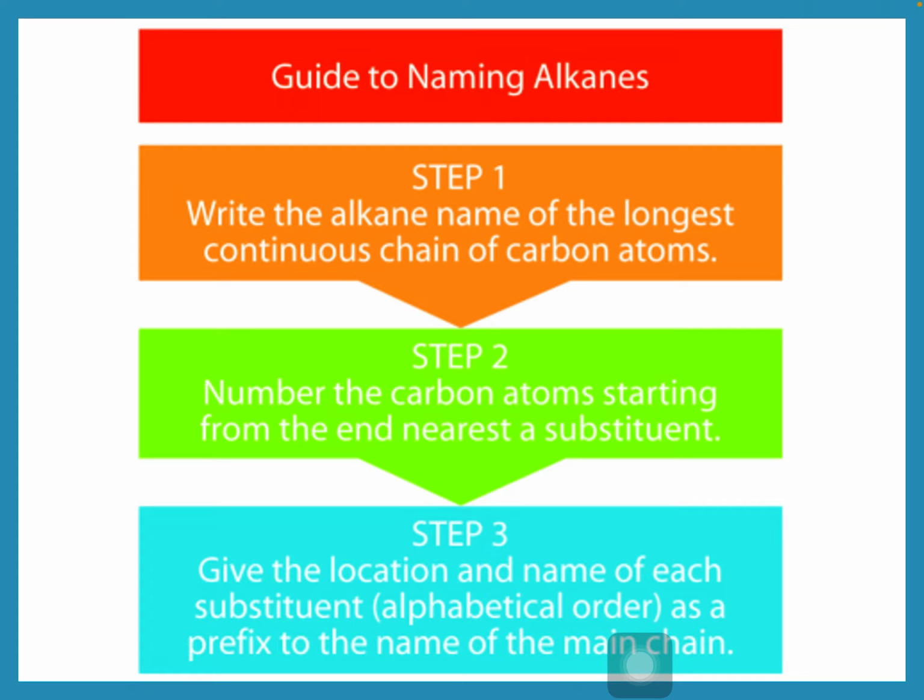So the guide to naming our alkane is first, we are going to find the longest chain of continuous carbons that we can find. And then we are going to number those so that we have the lowest number getting to the substituent, and substituent here is referring to either that alkyl or halo group. So we want the lowest numbering possible there. And then we're going to give the location of each of those groups based on that numbering, and then we are going to write them in alphabetical order.